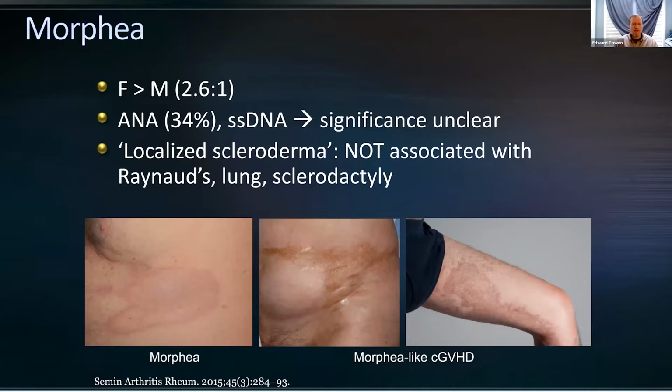Morphea is another type of skin disease that really closely looks like what we see in GvHD. Morphea is also considered an autoimmune disease. It doesn't have the same autoantibodies that you see in scleroderma, but you get localized patches of involvement. On the bottom left here is an example of a man who has a tight plaque. And then on the right, two examples of morphea-like GvHD, where you have localized areas of skin fibrosis.